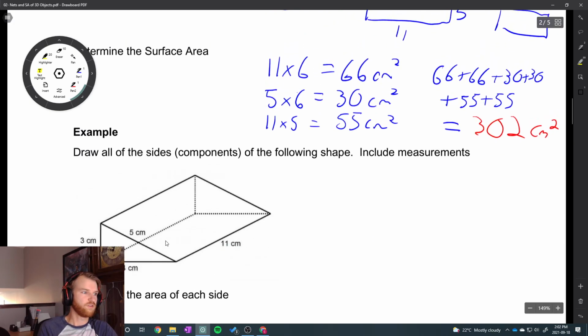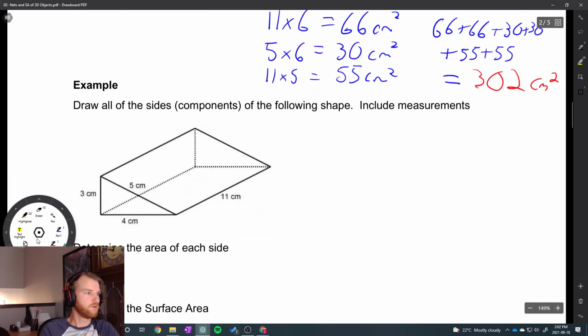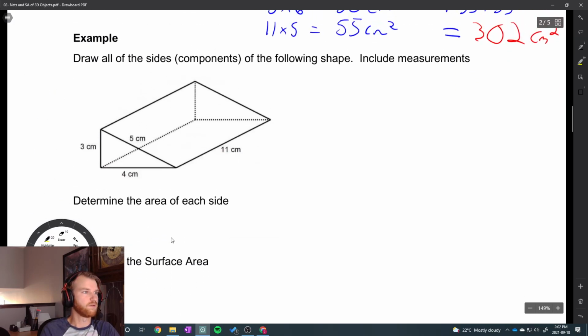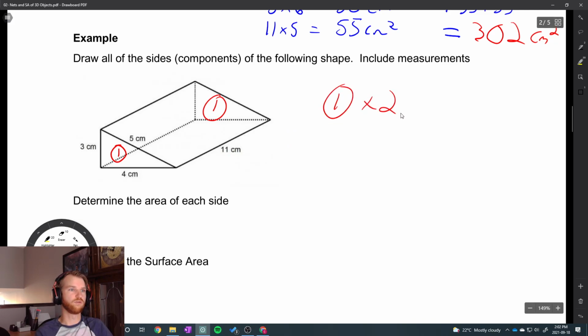All right, so then it brings us to this next example here. This one's not quite as symmetrical, so it does take a little bit more thinking about what these different sides are. So we have this triangle shape that we'll need to find the area of. I'm going to call that area side 1. And you'll notice that the triangle on the other side is going to be the exact same. So we have 2 of these shape 1s. And that is our triangle shape here.